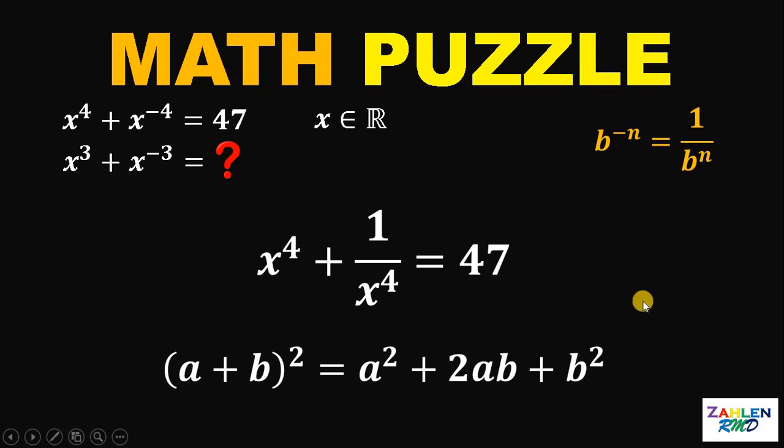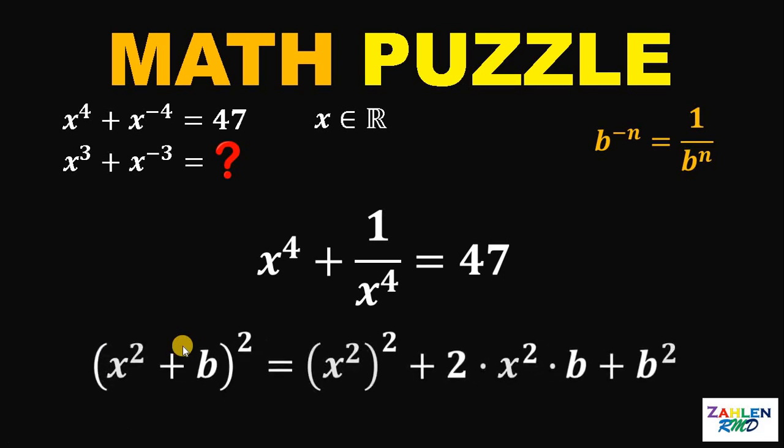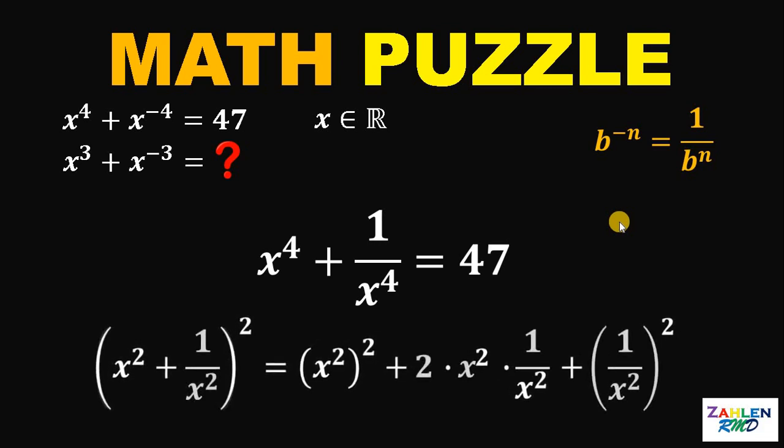Now what is the point of using this? So let's see. Let's replace first all a with x squared and all b with 1 over x squared, like this. So we have x squared plus 1 over x squared quantity squared is equivalent to x squared quantity squared plus 2 times x squared times 1 over x squared plus 1 over x squared quantity squared.